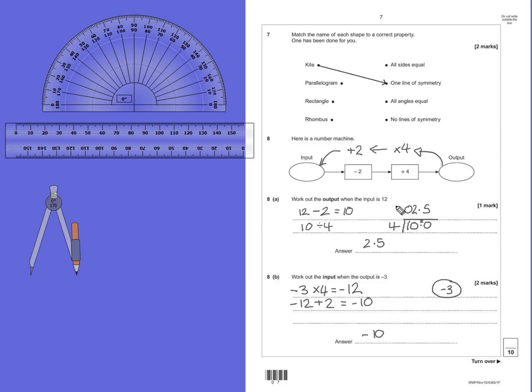We can double check this answer by saying -10 take away 2 is -12. -12 divided by 4 is -3.